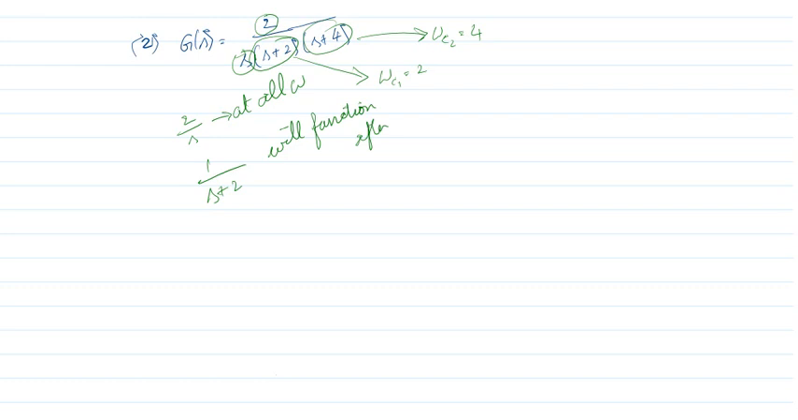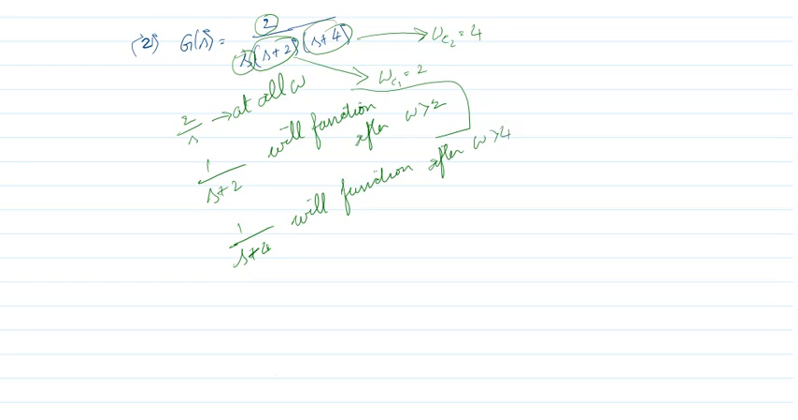So the term 1 by s plus 2 will function after omega greater than 2. Similarly, 1 by s plus 4 will work after omega greater than 4.